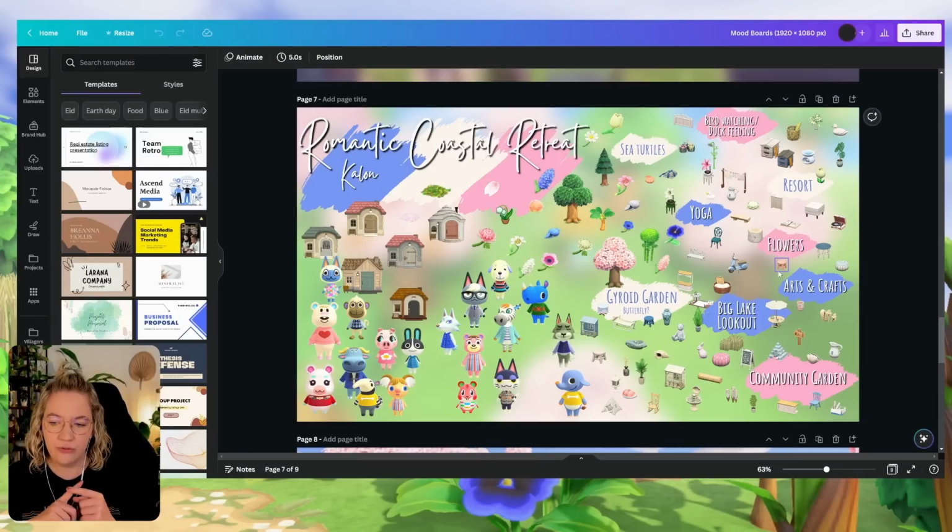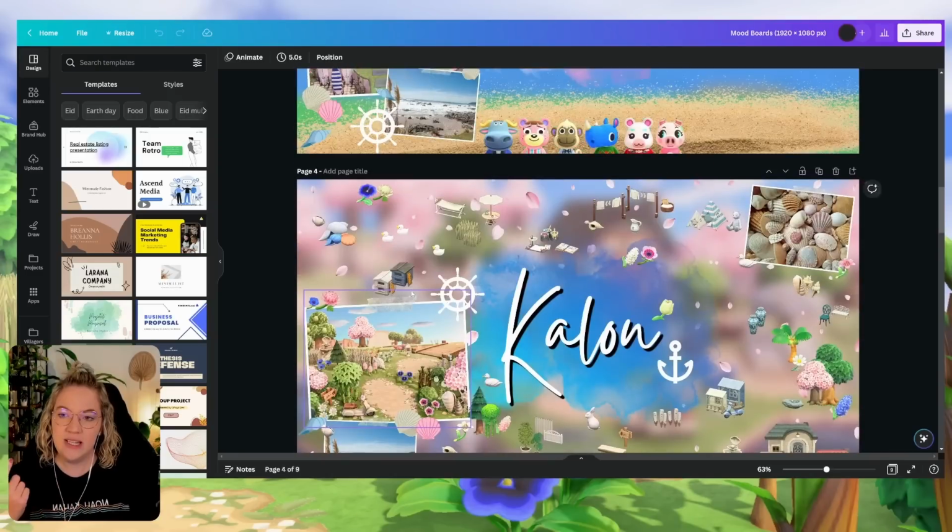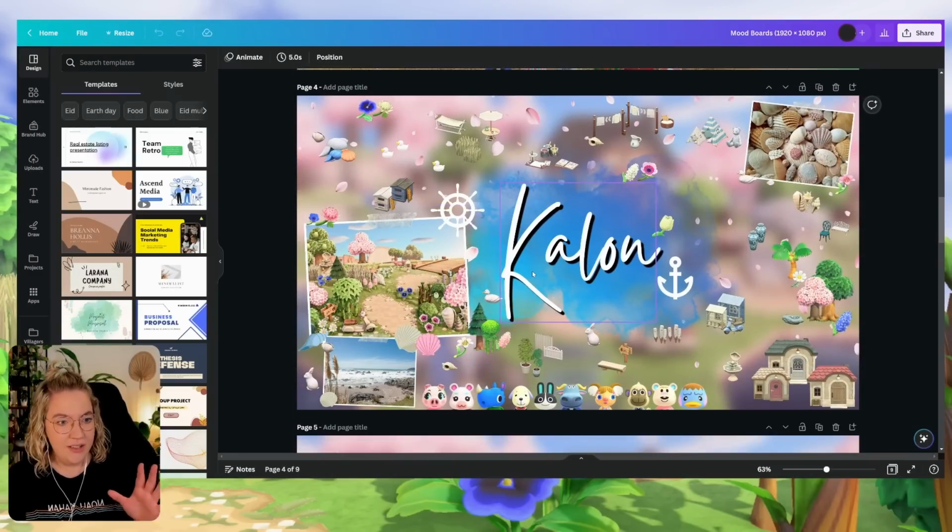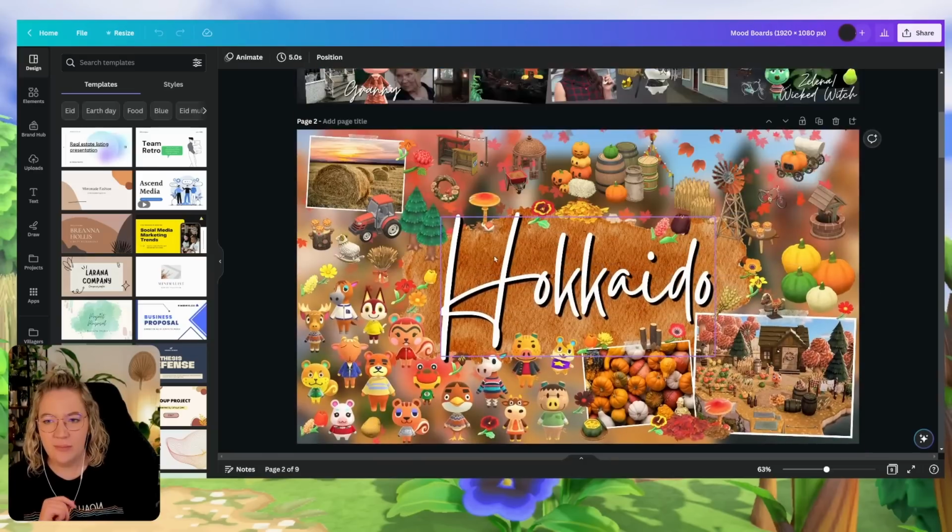I have gone over to making my mood boards a little bit prettier, I would say. And I actually wanted to do that for Kalon as well, but I just forgot and kept procrastinating it. But I did start it. So this is what I do now. I think my Hokkaido mood board is a good example.